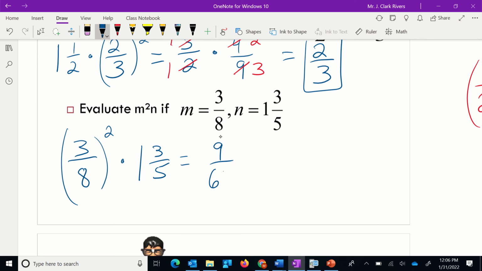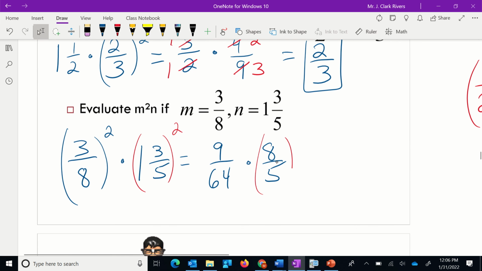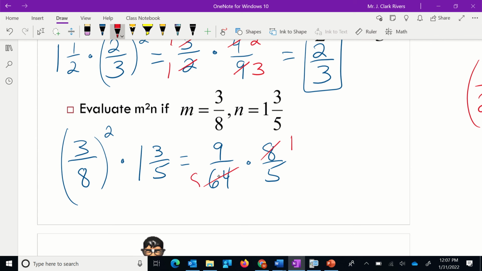8 times 8, 64. Multiply by, let's change this to an improper fraction. 1 times 5 is 5. 5 plus 3 is 8/5. 8/5. By the way, if we were squaring, we didn't do this, but if we were squaring 1 3/5, we would have to first convert it to an improper fraction, and then we would square it. Now that wasn't happening here, but if that ever does happen, convert to an improper fraction first, and then square. Okay, 8 and 64, they have a common factor of 8. 8 divided by 8 is 1. 64 divided by 8 is 8.